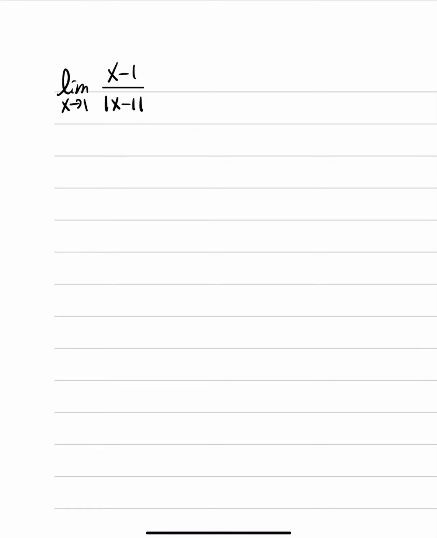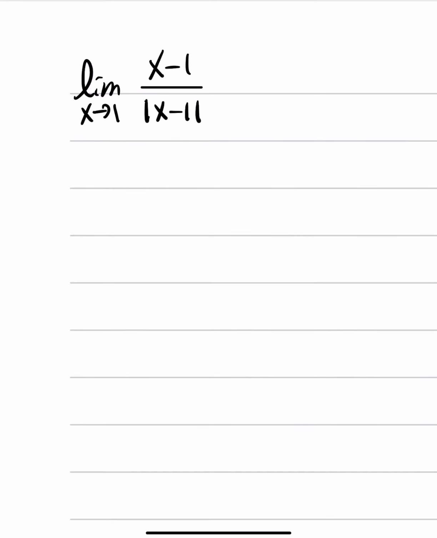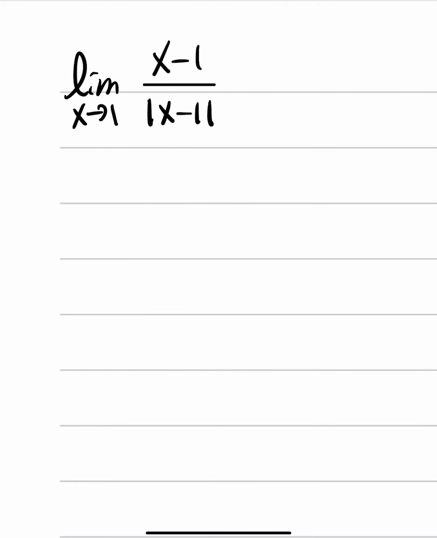How to solve an absolute value limit. So, if you look at this question, the denominator is an absolute value. So what we do is we change this absolute value into a piecewise function.